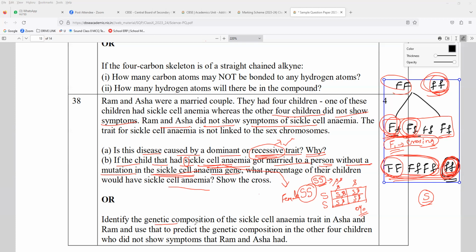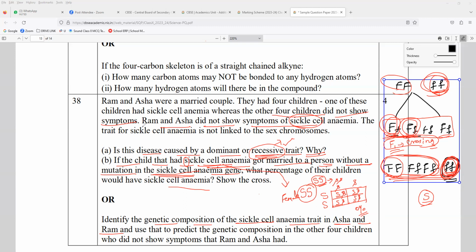Identify the genetic composition of the sickle cell anemia trait in Asha and Ram. Asha and Ram means the parents of this baby, the sickle cell baby. Asha and Ram, what are they? Anybody? They are what actually? I said before itself, I identified.